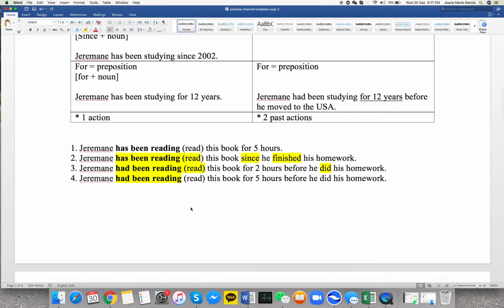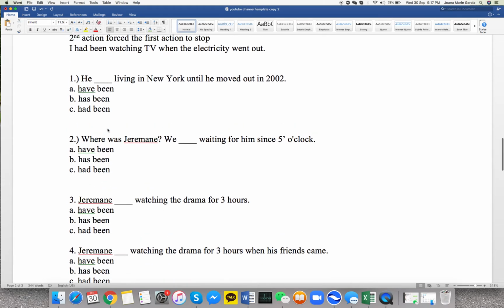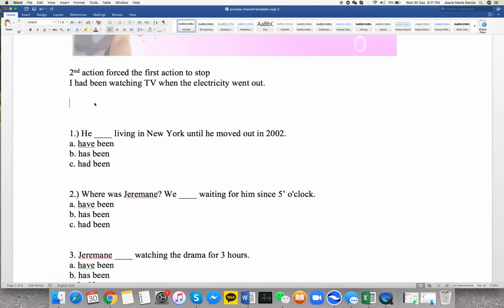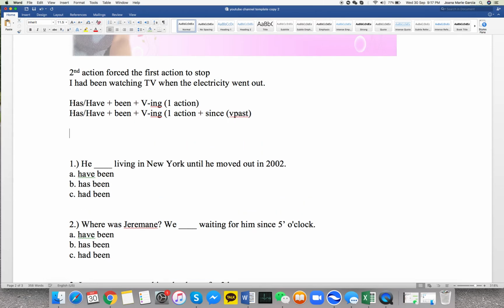But we're gonna focus on the meanings of past perfect continuous later on. We just have to differentiate them. Okay, so let us try to apply what we learned. Remember that has or have plus been plus ing only has one action. It can seem like two actions, but it's not really two actions, because it's one action plus since, and of course the since has the simple past tense, so only that. And then of course had plus been plus ving, we have two past actions. So that's the thing, right? It has to be two past actions.